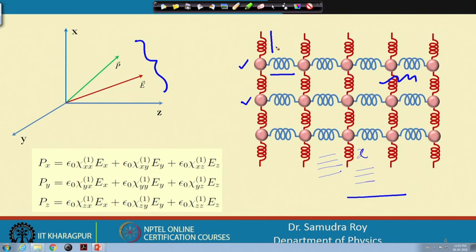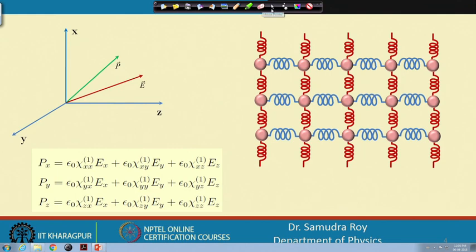If I now try to understand the x, y, z components of this, then you can see that the x, y, z components with respect to the E field are already there. That means the x component of polarization now depends on the x, y and z components of the electric field, which we have already discussed.